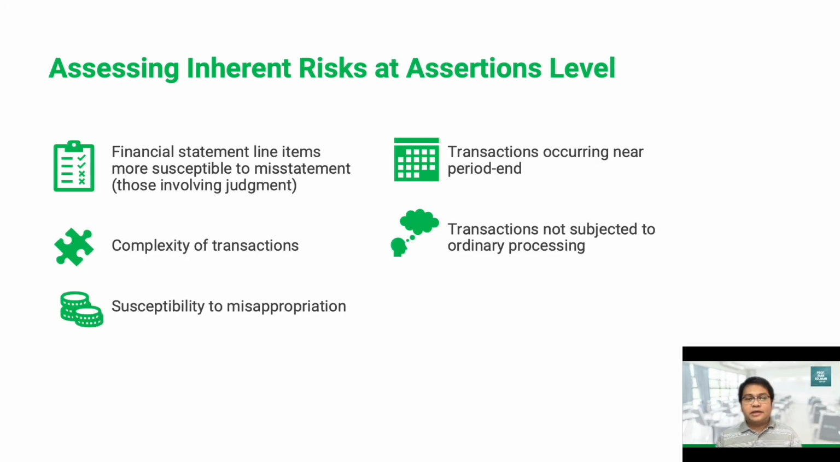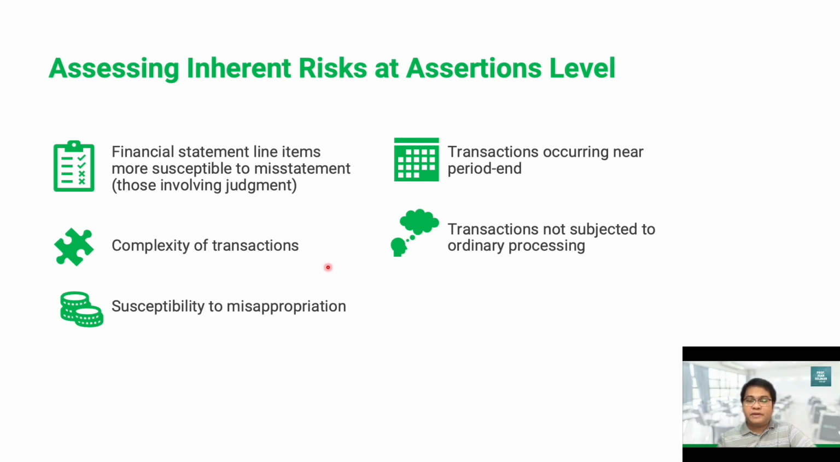And then we have to also assess the risk not only on the financial statement level, but also on the assertion level. So here on the assertion level, we have to consider FS line items or financial statement line items that are more prone to material misstatement. Like for example, those involving judgment, like impairment loss. So impairment loss would require a lot of judgment, and normally the amount is material. So we have to consider that whenever the client reports that item in their financial statements.